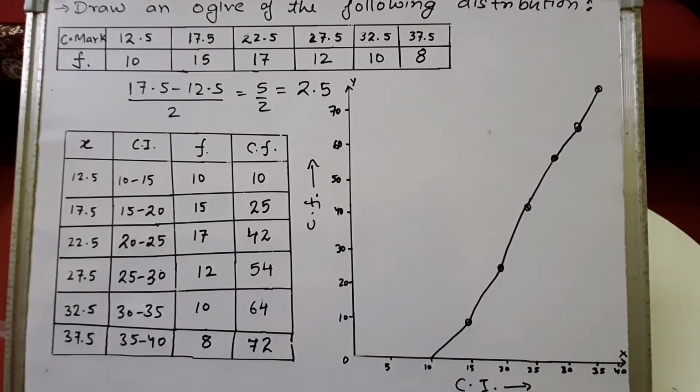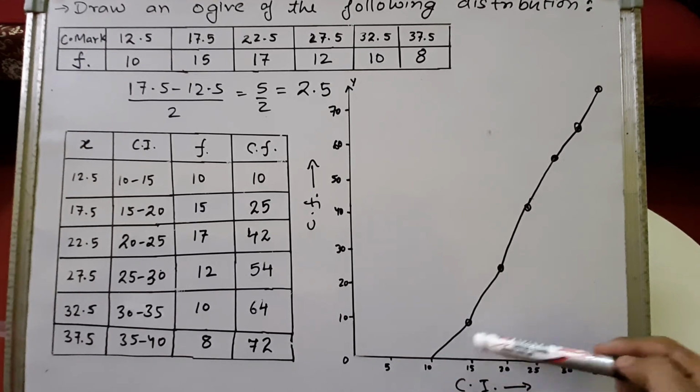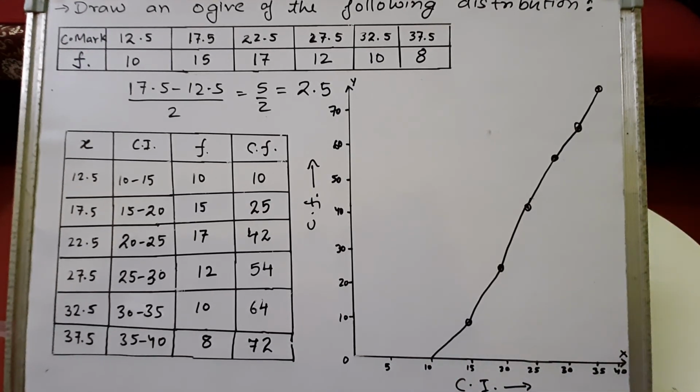And then what is left? We have to join all these points with freehand. When we join these points with freehand, and join this to the lower limit of the first class interval, that means 10, this is the ogive that we get for this sum. Understood, children? Note down the solution, please. Do the graph, always do the graph neatly.